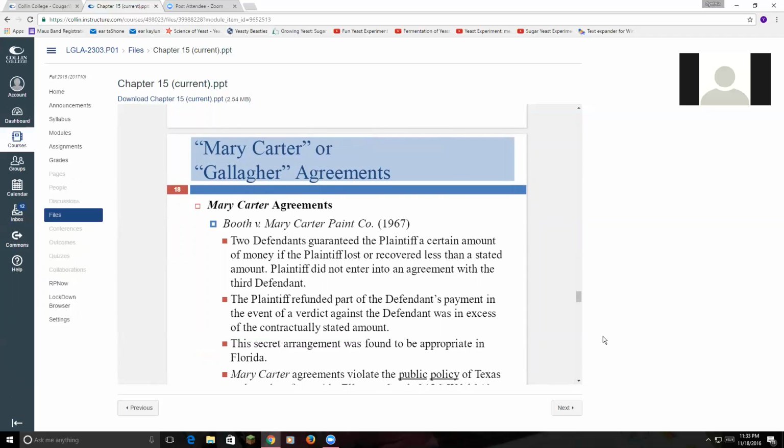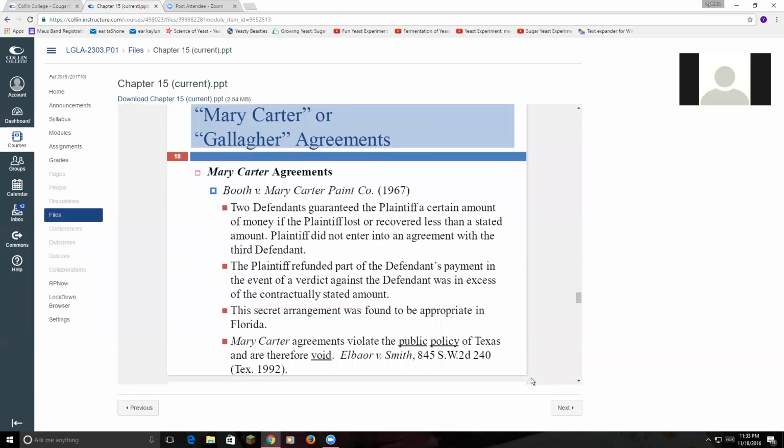Okay, let's talk about Mary Carter and Gallagher agreements. They're the same thing, they're just different names. The names come from kind of famous cases that had those names in the case. So let's go over the facts here. This is useful to know about, although I have to tell you the Mary Carter agreements violate public policy in Texas and are therefore void.